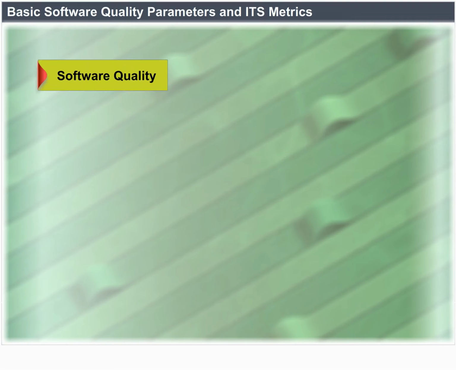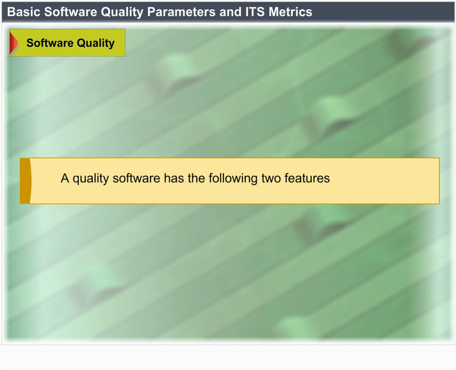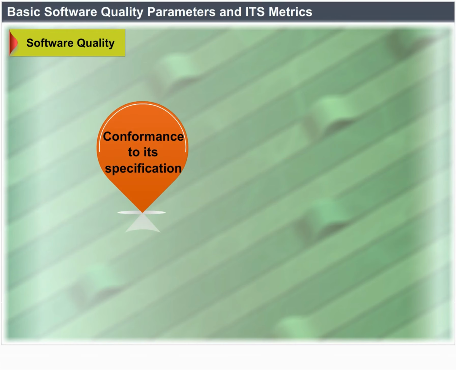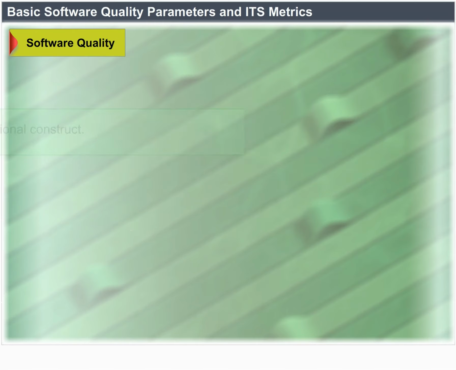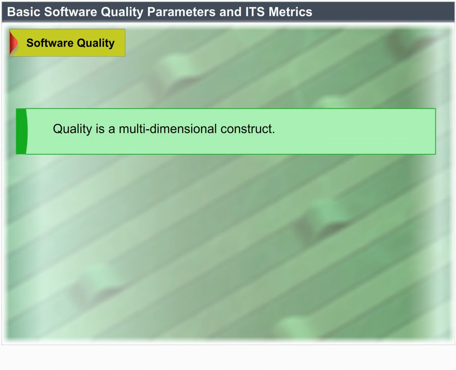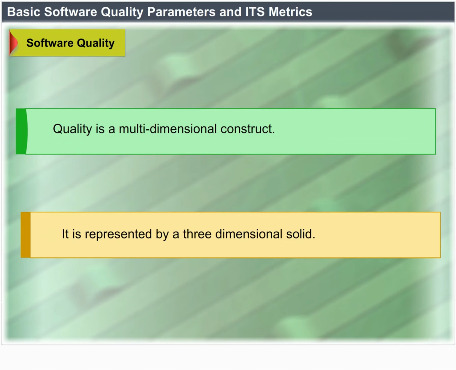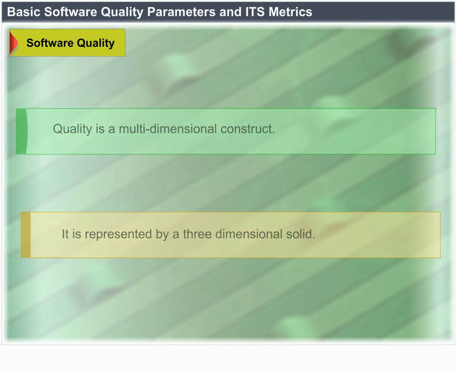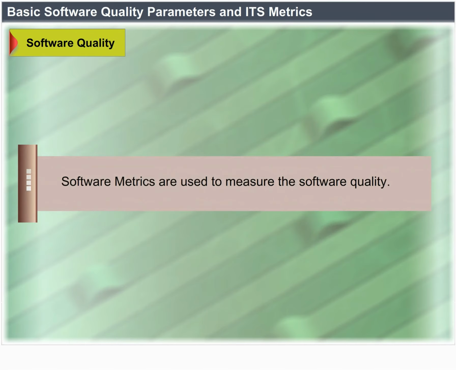Basic software quality parameters and its metrics. Software quality. A quality software has two features. 1. Conformance to its specification. 2. Fitness for its intended purpose. Quality is a multi-dimensional construct. It's represented by a three-dimensional solid. Software metrics are used to measure the software quality.